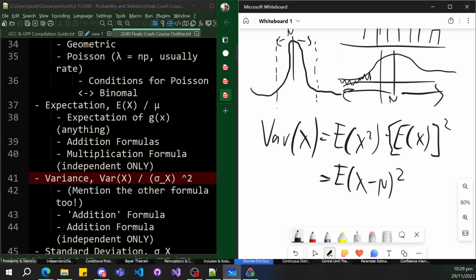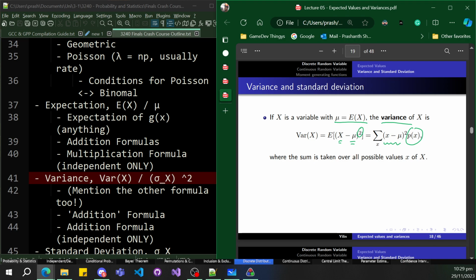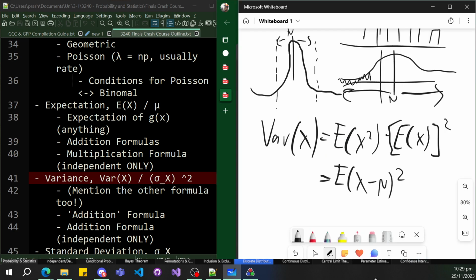X minus mu. So we've got... I need to remember where the square goes. Okay. The square doesn't go here, it goes here. Yeah, this is the second formula, but like 95% of the time you'll be using this thing anyway. It's just easier to calculate.